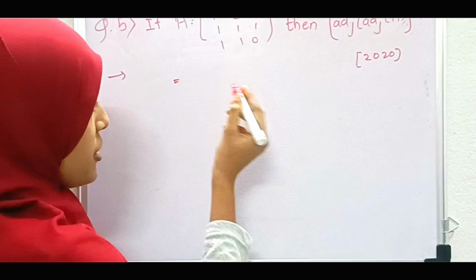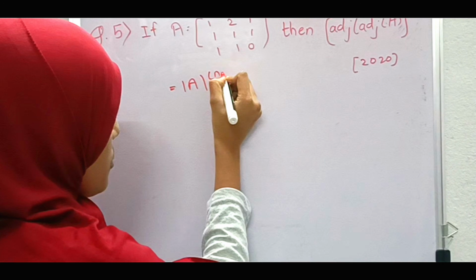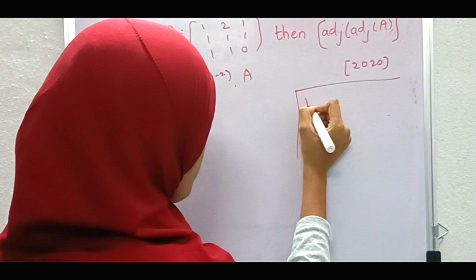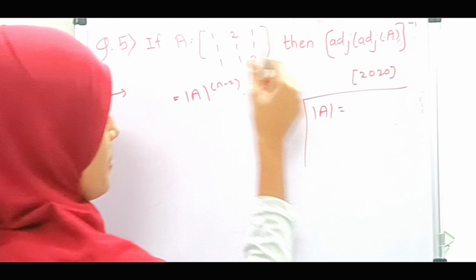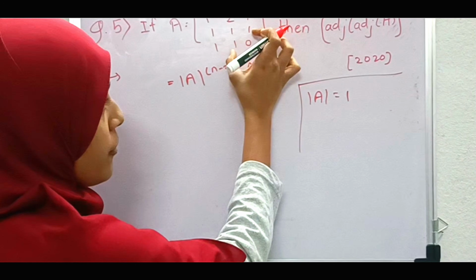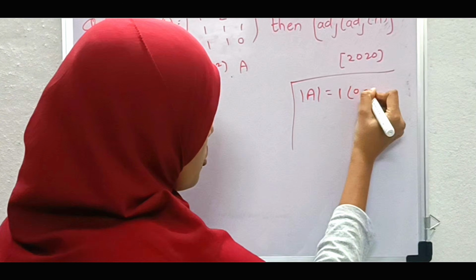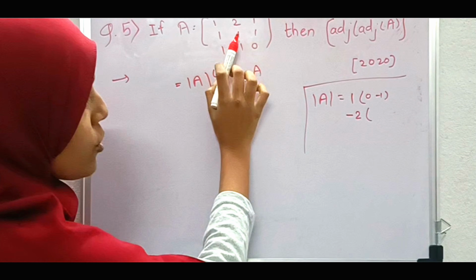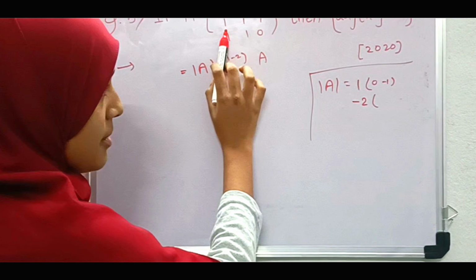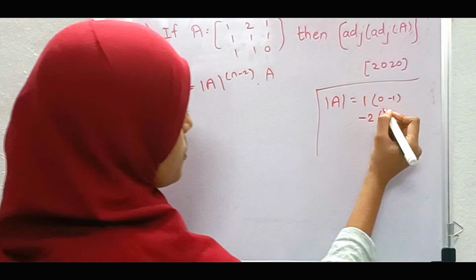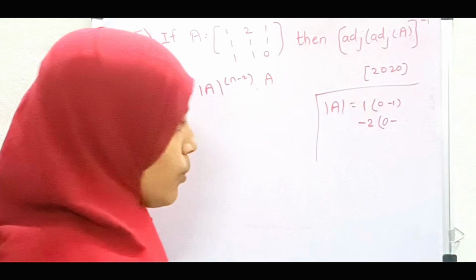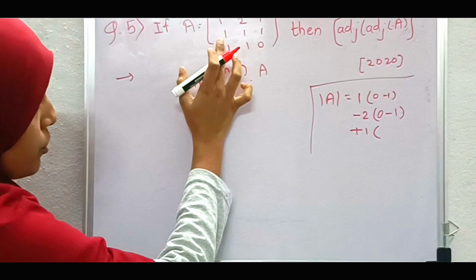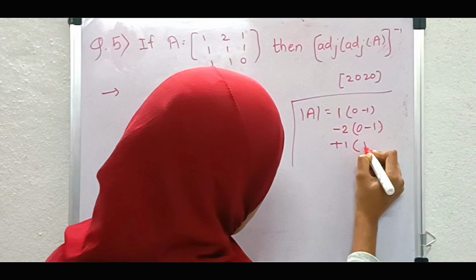We know the adjoint of adjoint A is nothing but determinant of A raised to n minus 2 into A. So for this we have to just find determinant of A. Let's find determinant of A. So we will take the first element, that is 1, and 1 into 0 is 0 and 1 into 1 is 1. So 0 minus 1 it will be. Second element is minus 2, I will take it downside. So it will be minus 2 and 1 into 0 is 0 and 1 into 1 is 1. So it will be 0 minus 1, and last element is plus 1, into 1 into 1 is 1 and 1 into 1 is 1. So 1 minus 1 will be nothing but 0.